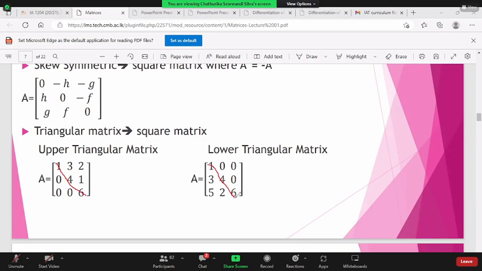Other than the diagonal, if it is an upper triangular matrix, the non-diagonal, or off-diagonal, elements below the diagonal are going to be 0. If it is a lower triangular matrix, all the non-diagonal elements above the diagonal are going to be 0.